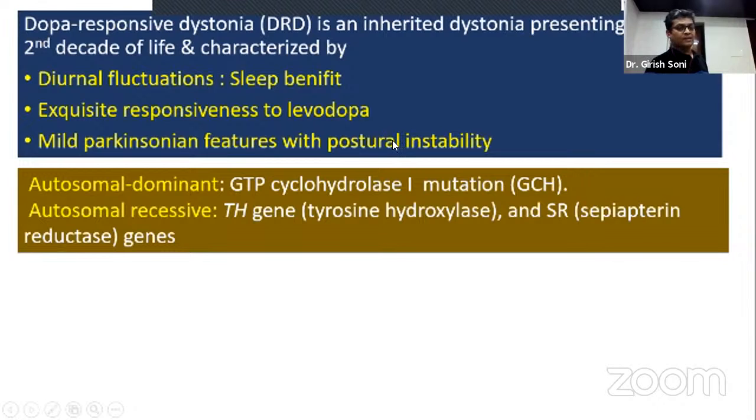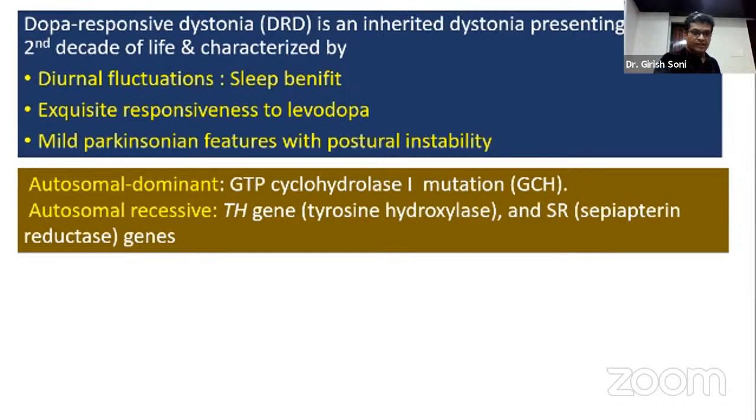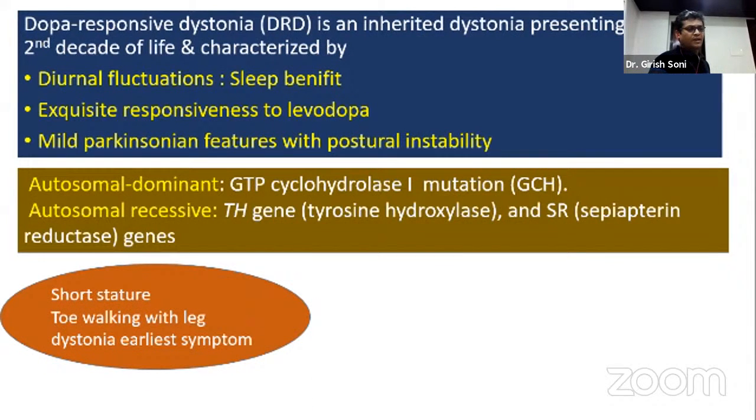and postural instability. The most common variant is autosomal dominant because of GTP cyclohydrolase gene deficiency or mutation. Some cases are because of tyrosine hydroxylase gene mutation or sepiapterin reductase gene mutation, and they are autosomal recessive. It is more common in females. These female children have a short stature. The disease starts from leg dystonia. It never or rarely starts with neck dystonia or with cranial affection.